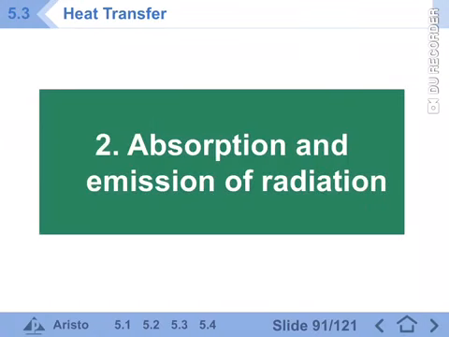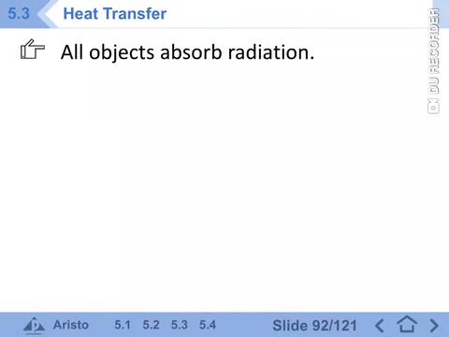And there are some experiments we can do, on absorption and emission of radiation. We understand some of the properties of radiation through this experiment. In here, all objects absorb radiation. That's important for you to know. Some of them are poor absorbers, but they still can absorb. Everything absorbs radiation.